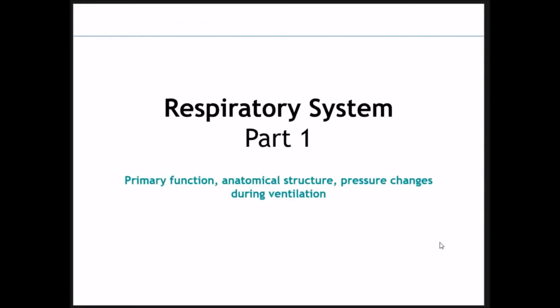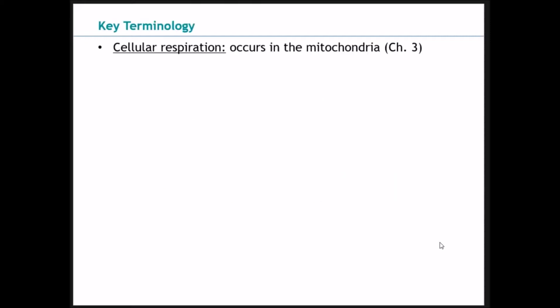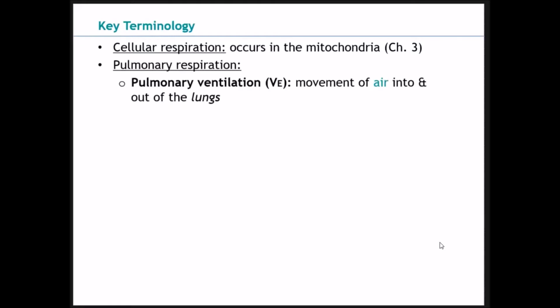So we want to understand primary function, but we also have to understand structure. So how is our respiratory system designed? And then we'll look at how pressure changes during ventilation. First we have to go over some terminology. Cellular respiration actually occurs in the mitochondria, and this was discussed in chapter 3. The reason I put this in here is so you don't confuse this term with pulmonary respiration or pulmonary diffusion. Anytime there's pulmonary, that's referring to the lungs. Cellular respiration, again, that's referring to the mitochondria.